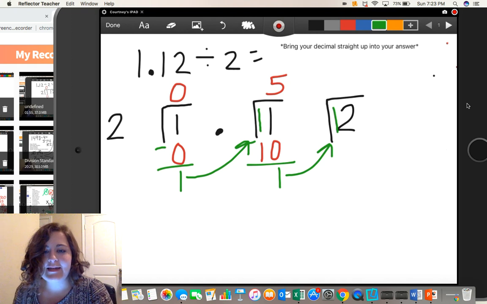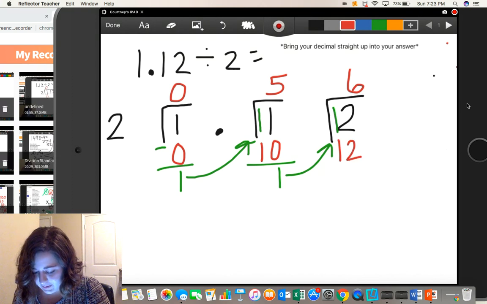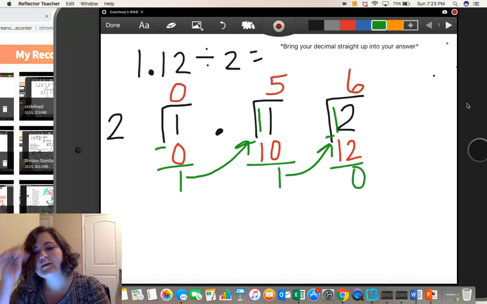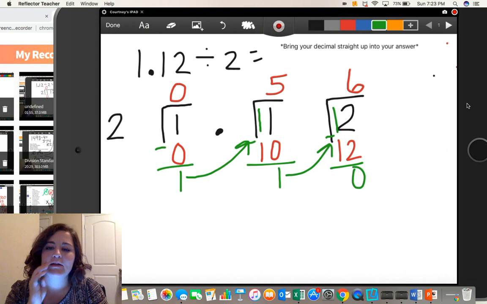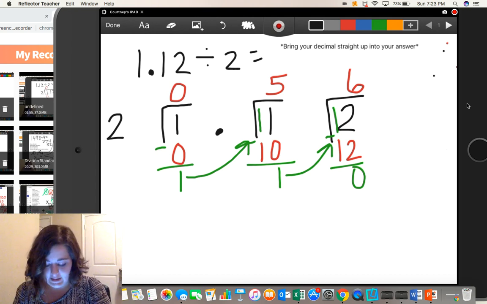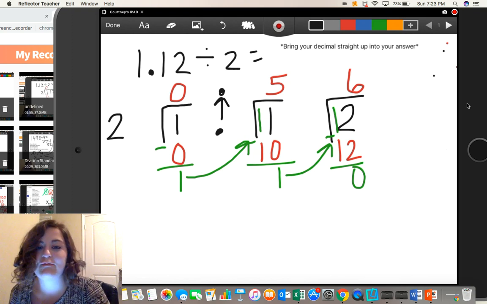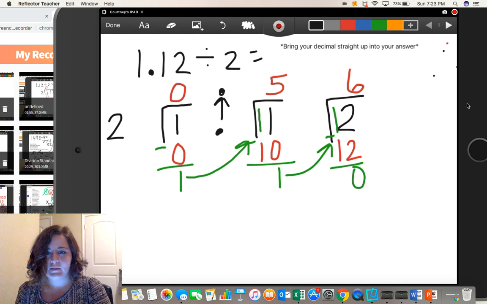And 2 times 5 was 10. 2 times 6 is exactly 12. So we're going to go with 6. 2 times 6 was 12. After we multiply, we have to subtract. 12 minus 12 is 0. So no remainder on this one. And we're done. All we have to do, this last step, the only part that's different is we're bringing our decimal straight up in our answer. So instead of it being 56, it's going to be 0 and 56 hundredths as our answer.